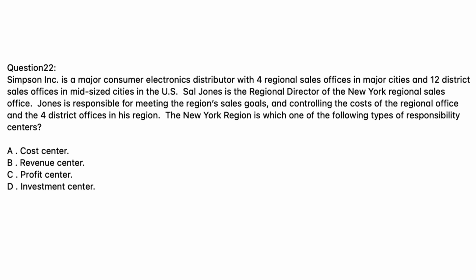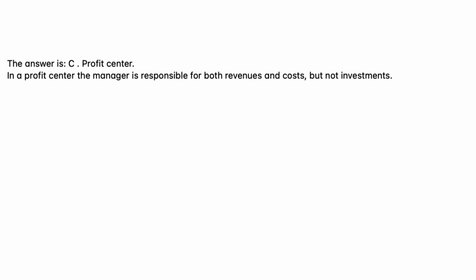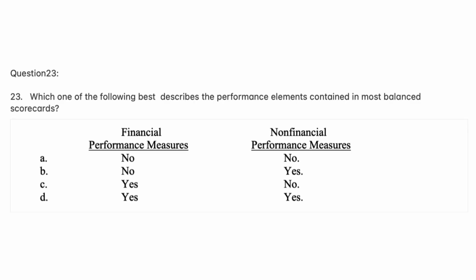The New York region is which one of the following types of responsibility centers? A. Cost center, B. Revenue center, C. Profit center, D. Investment center. The answer is C. Profit center. In a profit center, the manager is responsible for both revenues and costs, but not investments. Question 23. Which one of the following best describes the performance elements contained in most balanced scorecards? The answer is D.